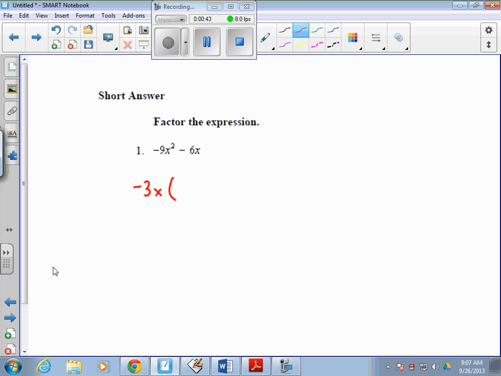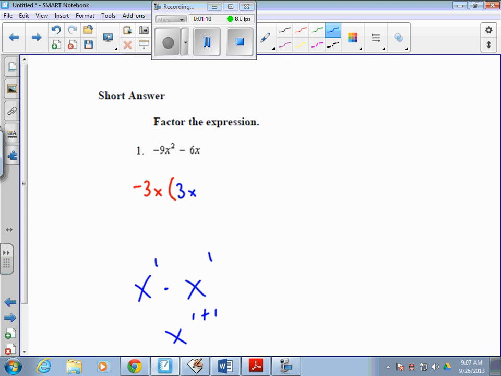Then you ask yourself, what do I need to multiply negative 3 by to get negative 9? The answer is 3. And what do I have to multiply x by to get x squared? X to the first power. Because when you multiply x times x, you add the first power plus 1. This becomes x to the 1 plus 1. You add the exponents. So in order to get negative 9x squared, you multiply it by 3x.